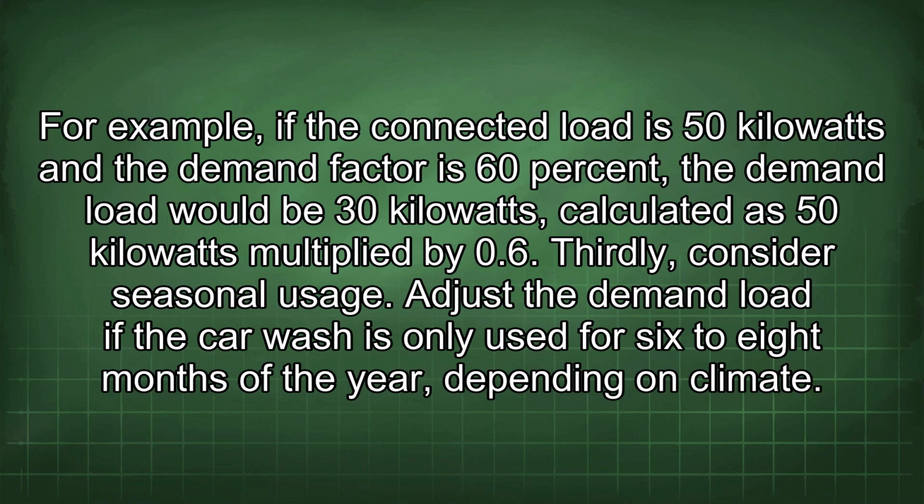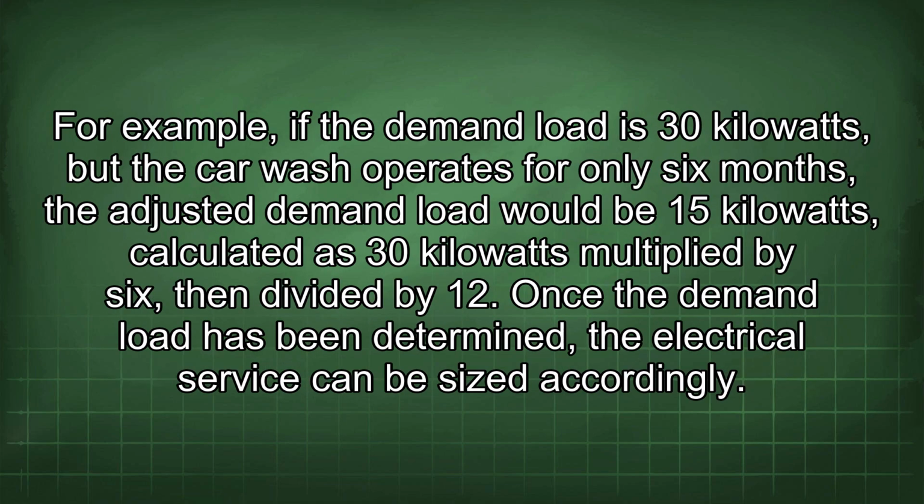Thirdly, consider seasonal usage. Adjust the demand load if the car wash is only used for 6 to 8 months of the year, depending on climate. For example, if the demand load is 30 kilowatts but the car wash operates for only 6 months, the adjusted demand load would be 15 kilowatts, calculated as 30 kilowatts multiplied by 6, then divided by 12.